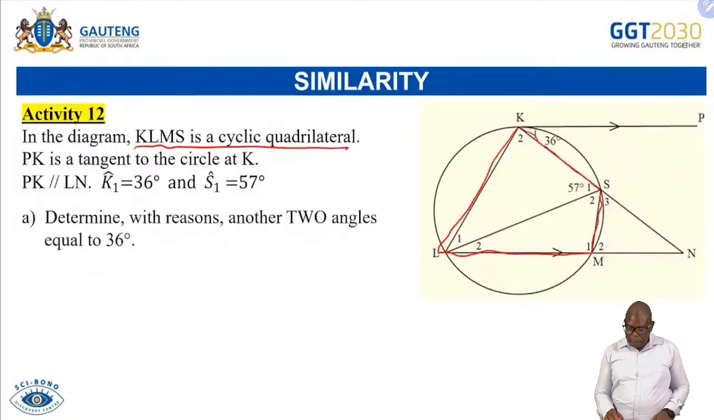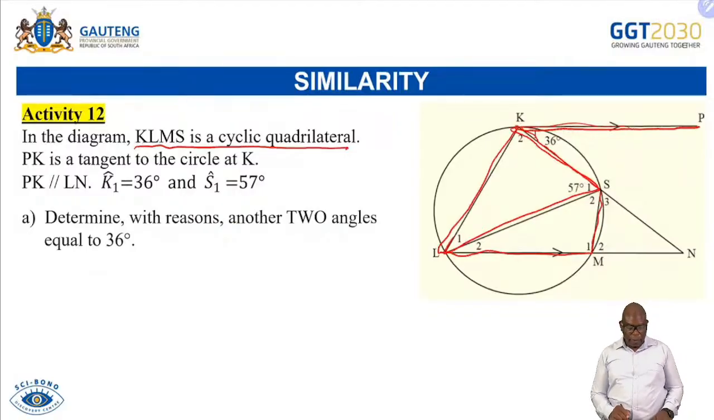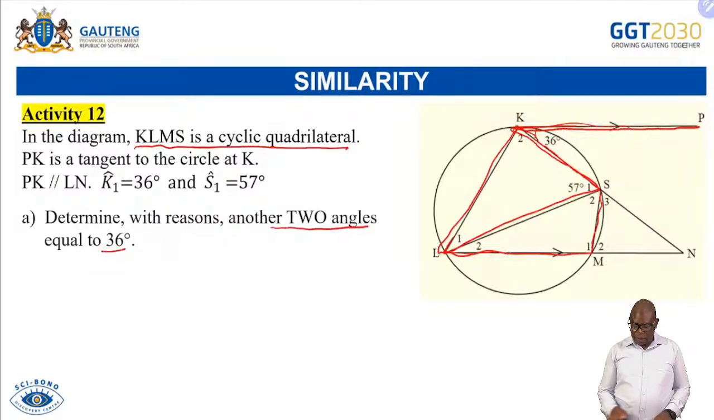PK, that line here is a tangent. I know the angle between the tangent and the chord, right? And then this line here is parallel to that line, then it must form some corresponding angles or alternating angles there. It says determine with reasons another two angles equal to 36. When given that this is 57, that is 36.